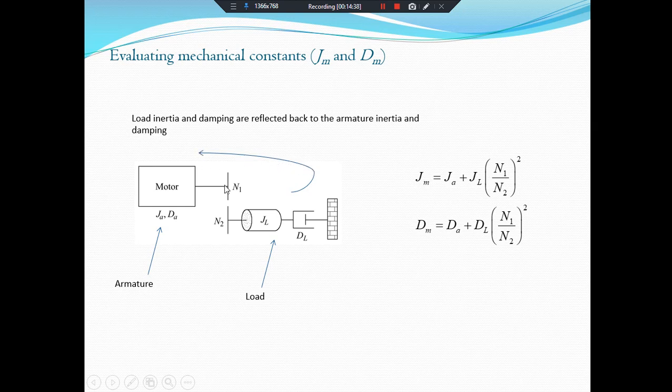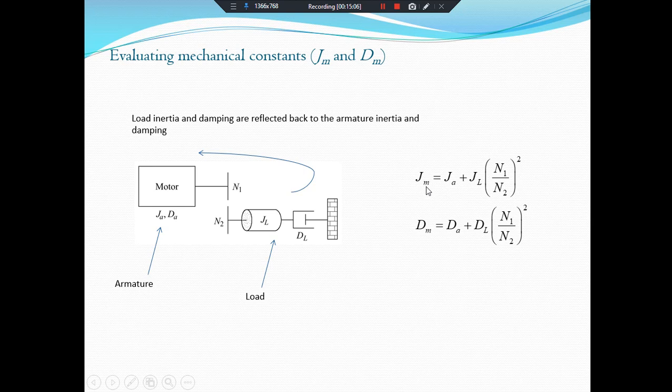For the reflected load, as we have studied earlier, when we shift any impedance from input to output or output to input, we multiply the number of teeth on the destination side by the number of teeth on the source side. We take the square and multiply it with the impedance, and then we shift the impedance. Same we have done here.